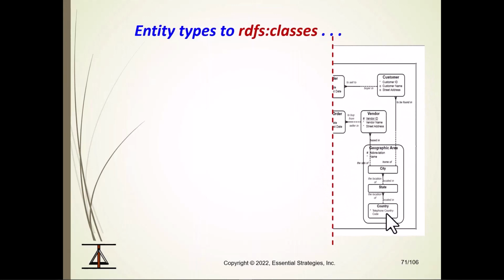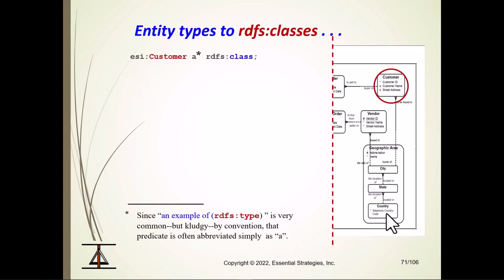Let's look at our entity types here. Here you have customer. Customer is an RDFS class. Now, it actually should say RDFS type class, which is very commonly a kludge. So by convention, we are going to abbreviate that simply as A. So A always means an RDFS type. So customer is a class.